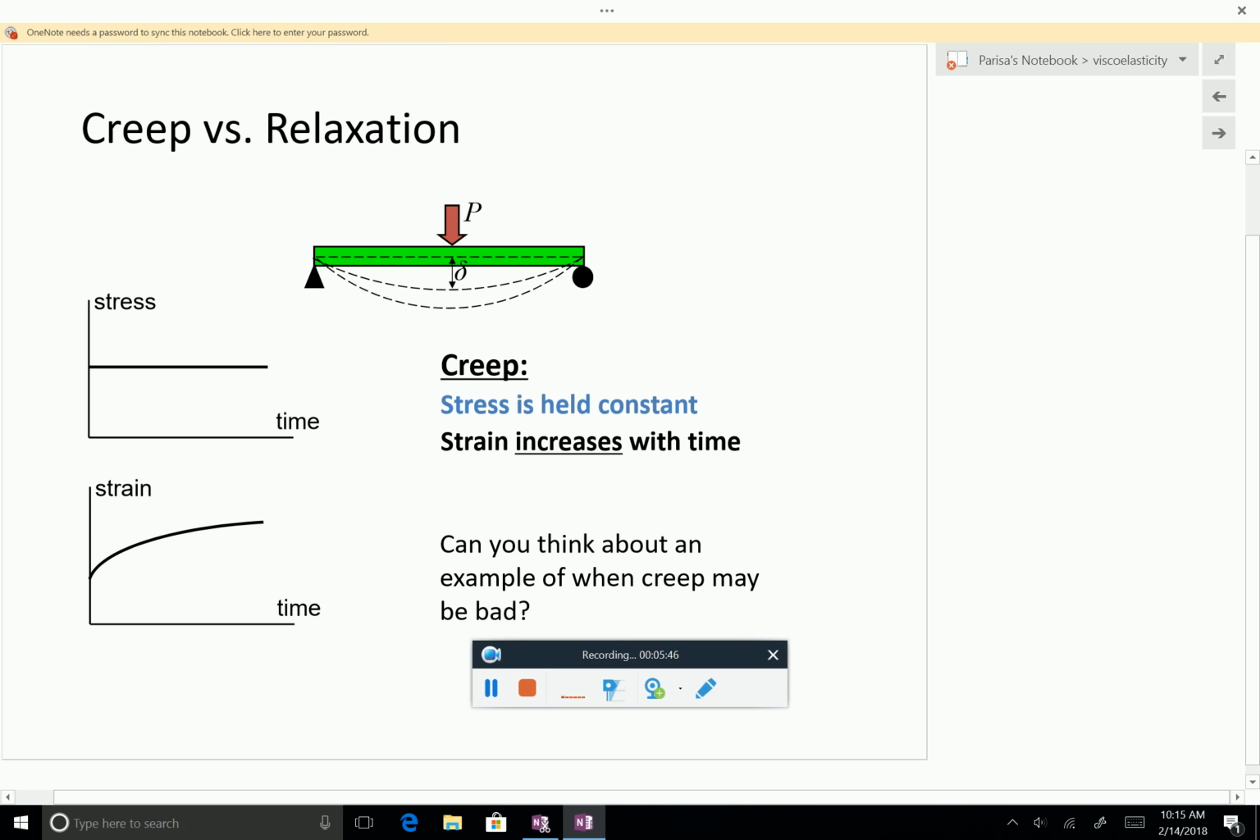Why I want to make sure that you are clear what creep is, because there is another related phenomenon which is kind of the opposite of that. So creep is stress is held constant, strain increases with time. And why is it a bad thing? It's kind of obvious, but why is it a bad thing? Can create cracking.